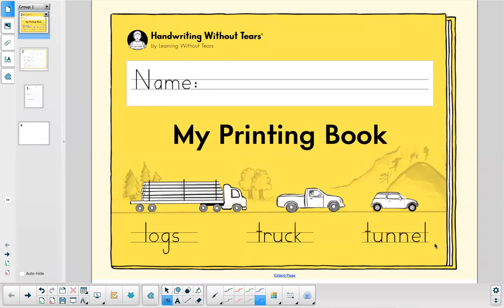It's Miss Spire, and today in handwriting, we are going to talk about capital letters. We're going to look at what words need to be capitalized and when they need to be capital. So let's get started. I am going to need some help.